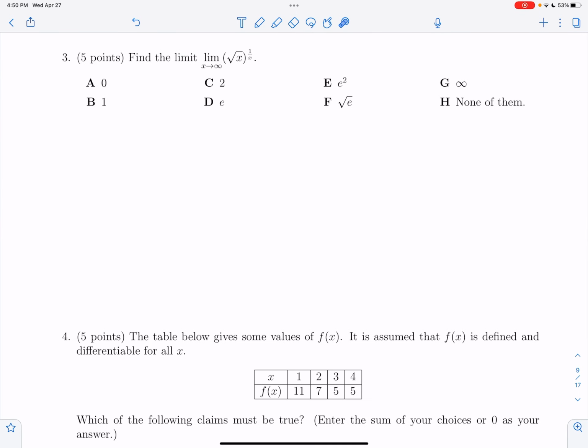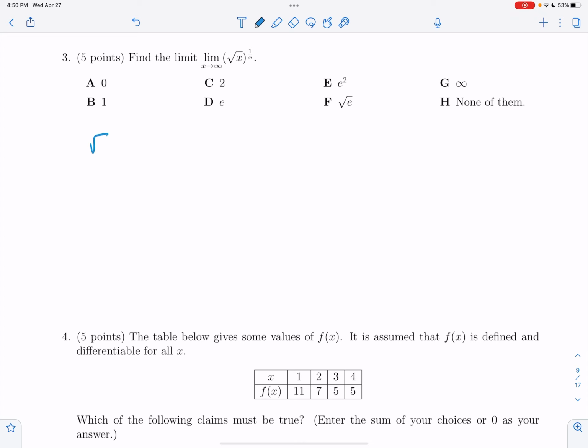Let's look at this next problem. You need to find the limit as x approaches infinity of square root x raised to 1 over x. Well, what is this going to be? As x approaches infinity, it would be of the form infinity raised to 1 over infinity, so infinity raised to 0. Okay, so what do we need to do? We need to apply L'Hopital.